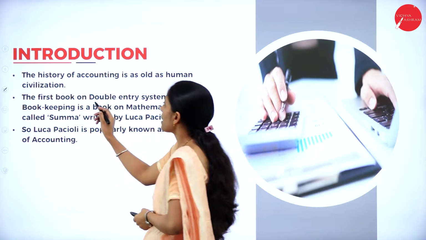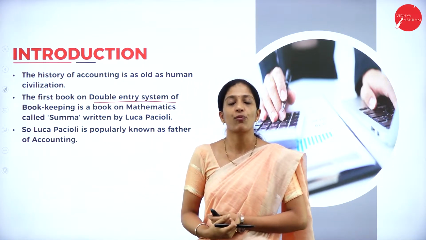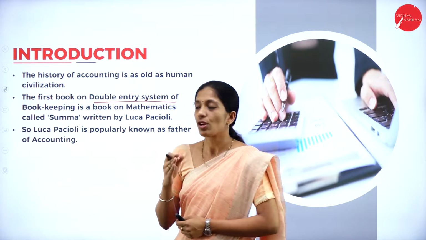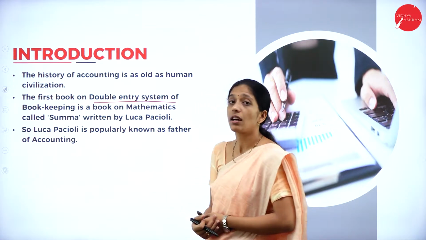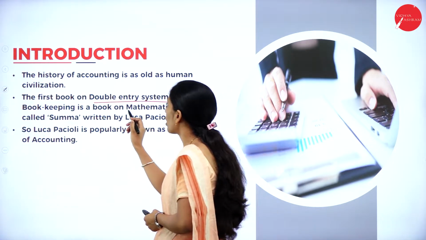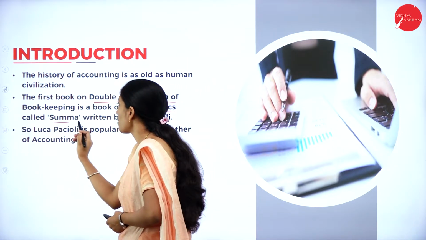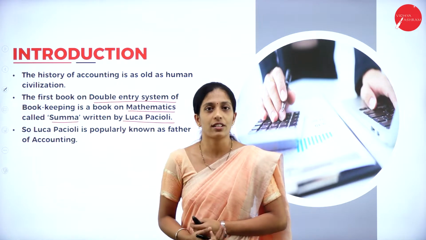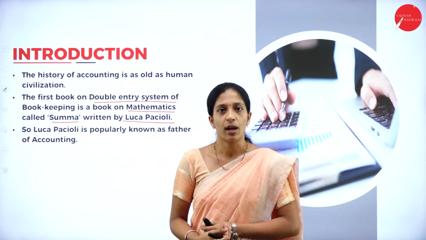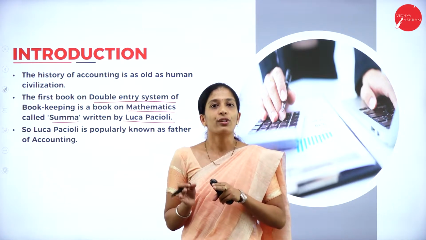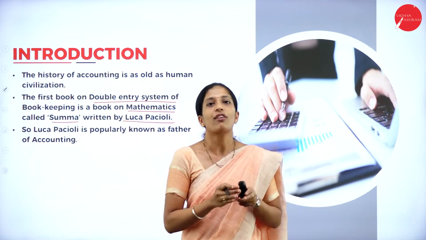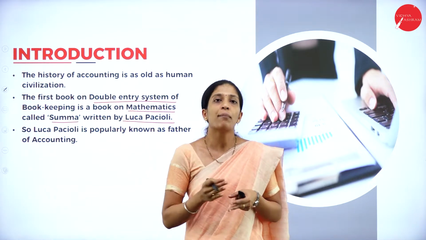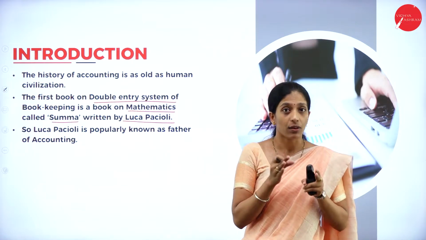The first book on the double entry system. Whatever system we are following now, it is known as what? Double entry system. So the first book on the double entry system of bookkeeping is a book on mathematics called Summa, written by Luca Pacioli. This is the first book written on the double entry system of bookkeeping. As I told you, this accounting system has a lot of history where they used to have clay objects in order to identify the number of items or goods they had.